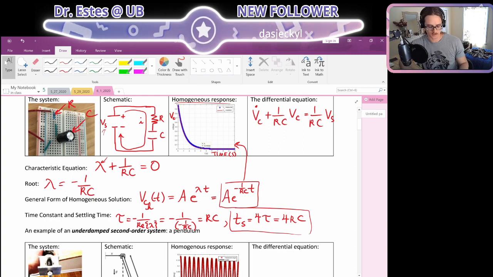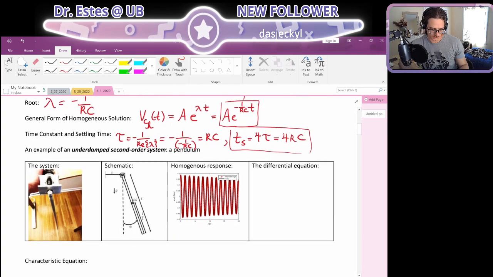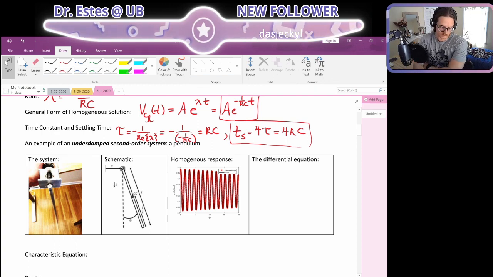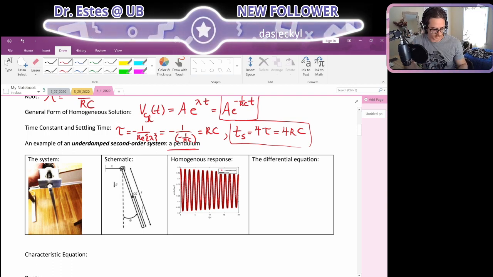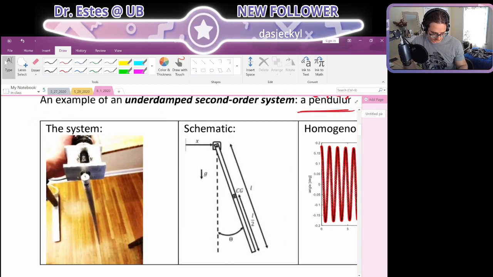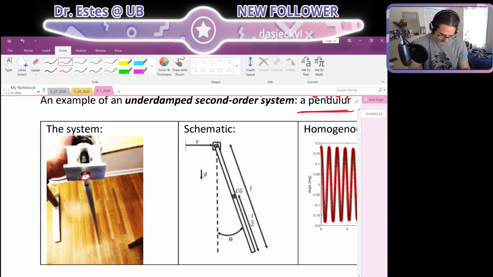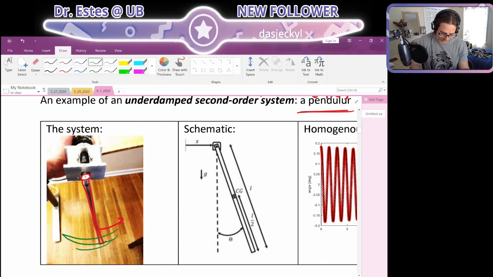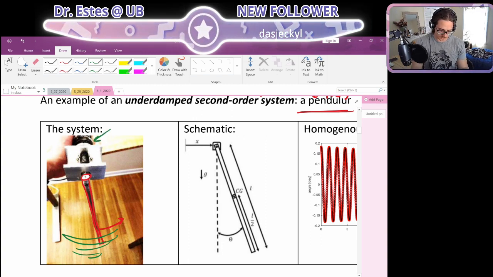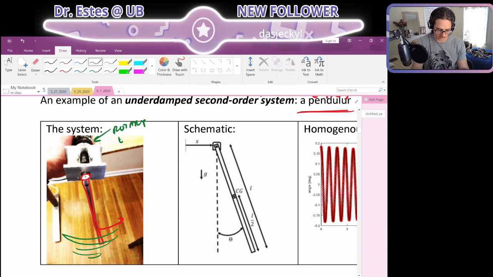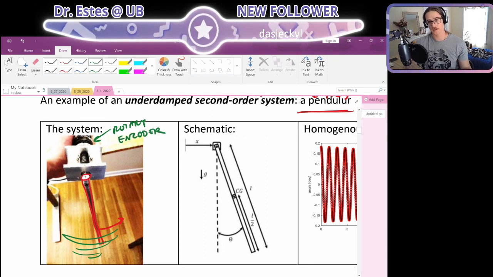Let's talk about our next system that we did. We did this on Friday. We did the response of a pendulum. Let's zoom in on it here. So here it is. I just had it hanging off the end of my desk, and I would pull it to the side, and then when I release it, it goes back and forth and back and forth. And here on the back end, we had a rotary encoder, and that just measures the angle as a function of time.